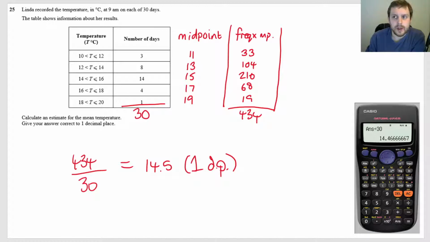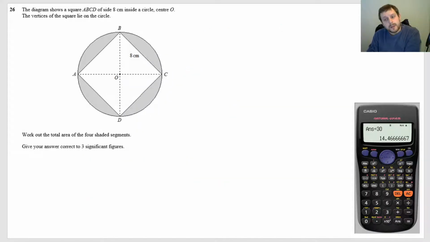Yeah, great, okay. Right, then number 26. So the square is inside the circle. The square has side length 8. And we want to know the total area of the 4 shaded segments.